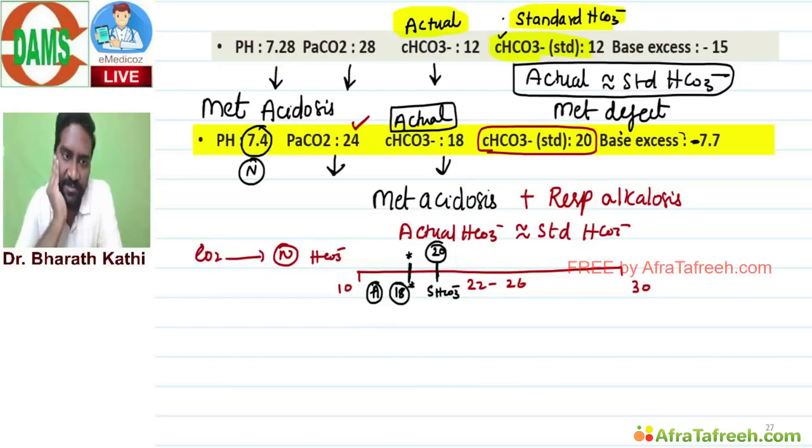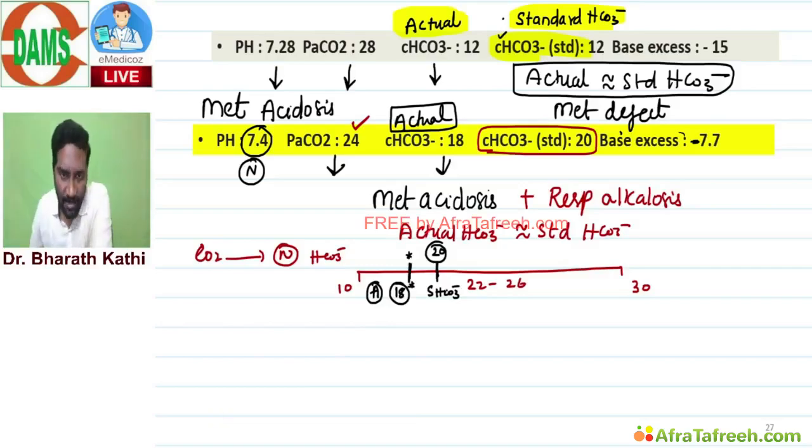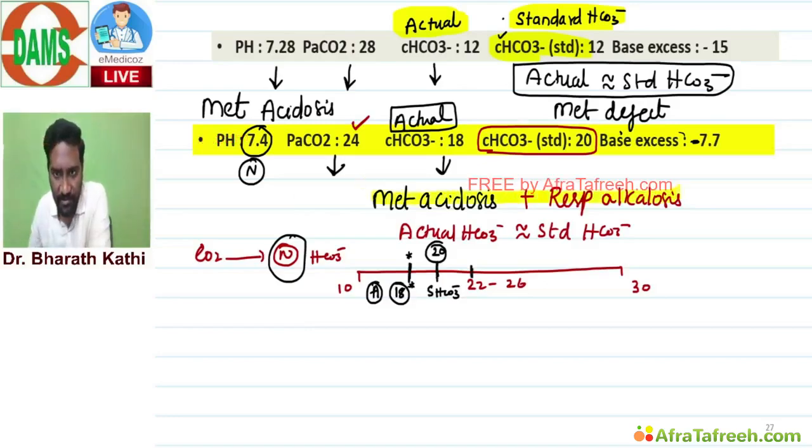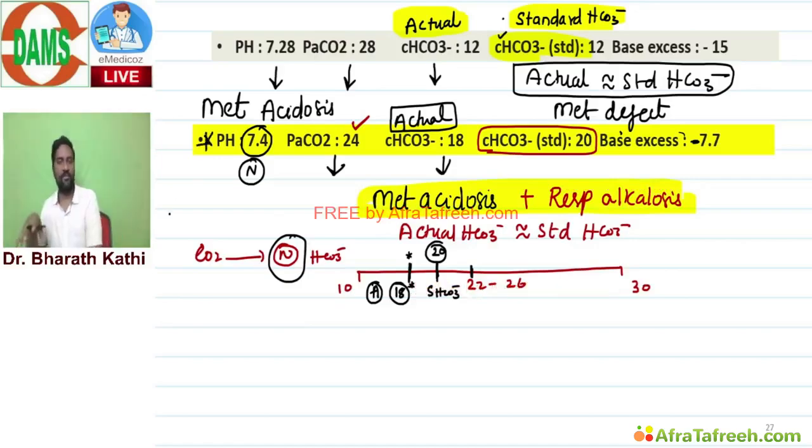Now tell me, which respiratory disorder can decrease bicarbonate? It is respiratory alkalosis. But still, even after correcting the respiratory disorder, the standard bicarbonate is only at 20. It has not come to 22. It means there is also a metabolic disorder. So this is metabolic acidosis with respiratory alkalosis. So this comparison of standard and actual bicarbonate usually is helpful whenever the pH is normal. You are confused, is it only a single metabolic disorder or both metabolic and respiratory? So it will help you in this condition.